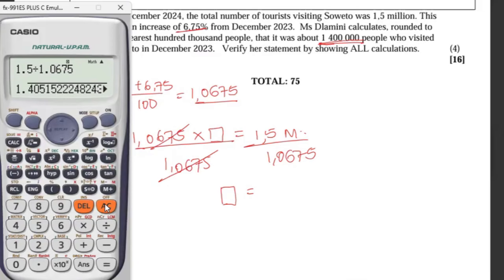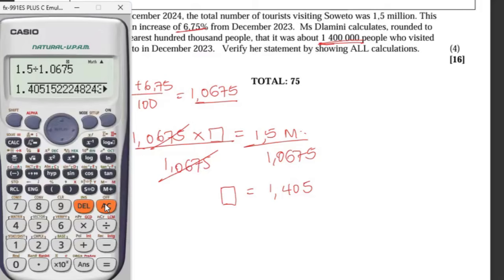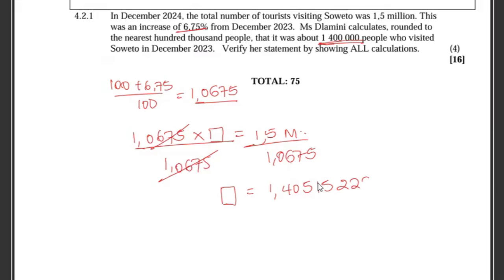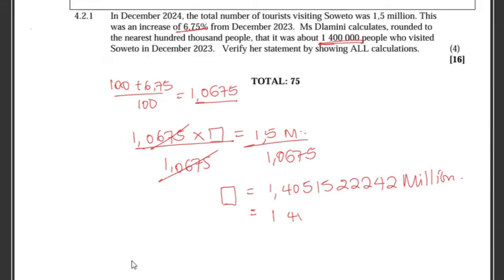You see that? 1,405152... But these are millions. Let's change it to a number. Just multiply by 10 to the power of 6, because a million is that. So it's 1,405,152.